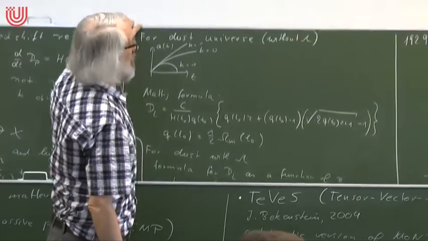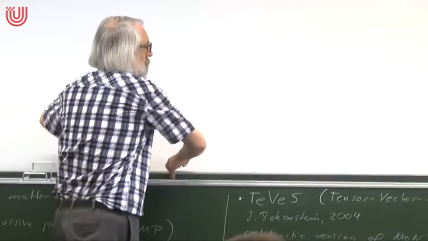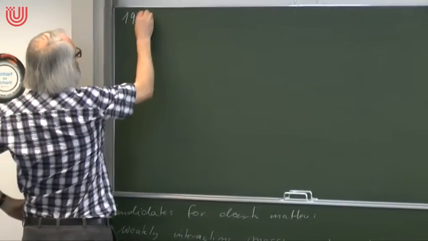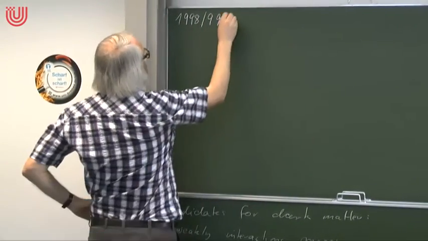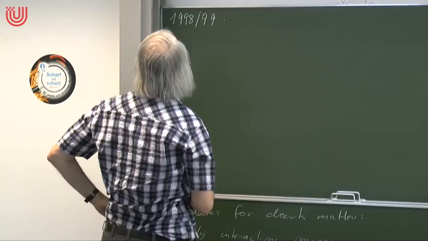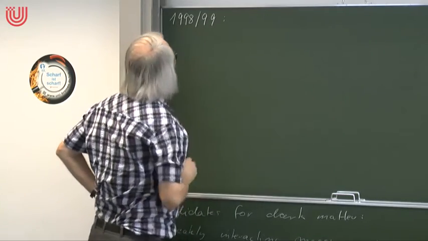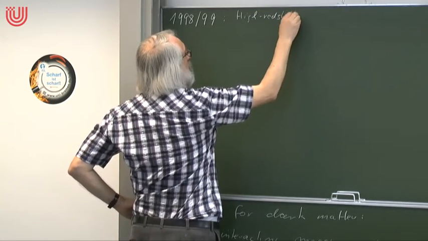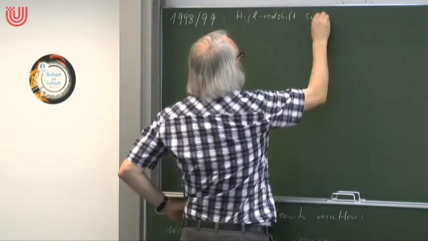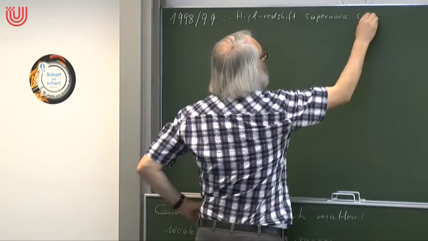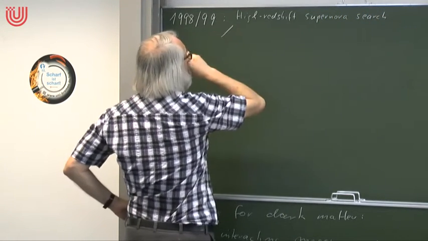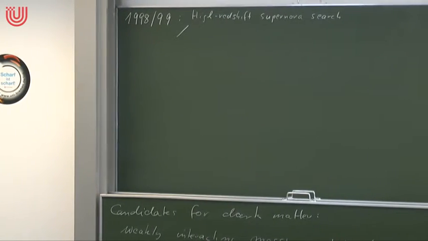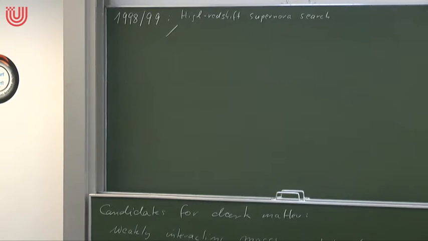So let me see, where do I write this? So the papers from the two collaborations were published in 1998 and 99. And there were two collaborations. One was called the High-Redshift Supernova Search. And the other one was called, let me see, Supernova Cosmology Project. I think that's it. Yes, exactly, Supernova Cosmology Project.